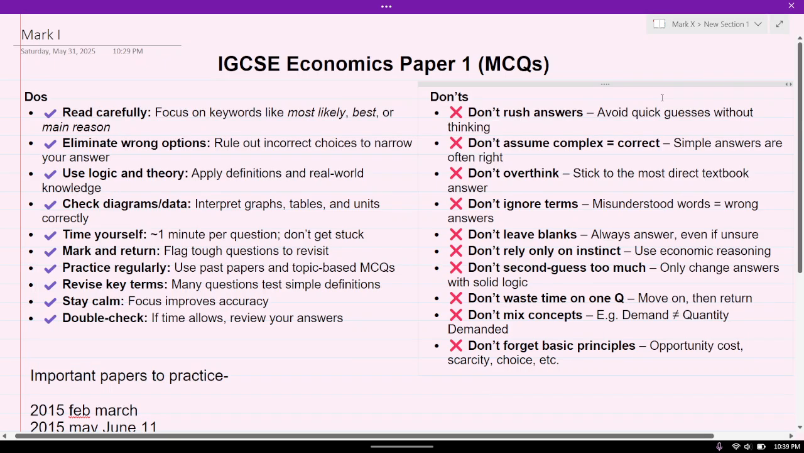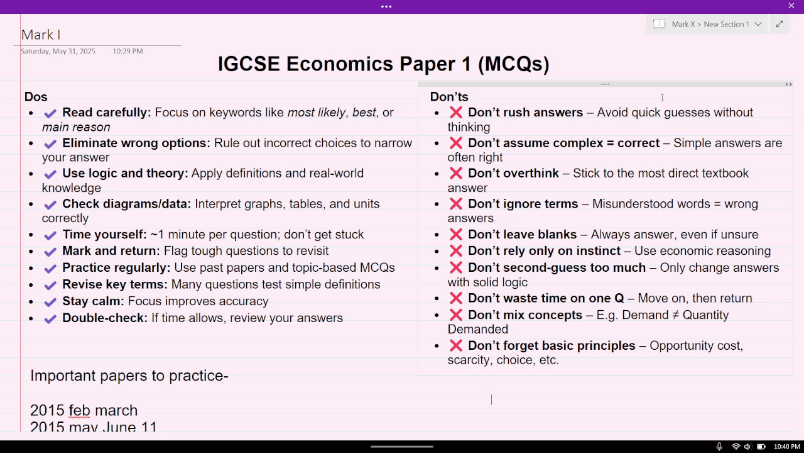Today we are going to be looking at IGCSE Economics Paper 1, which is MCQs, the do's and the don'ts. Now what I'm going to be telling you here is going to be very crucial because it would determine whether you get 25, 26 or the 30 out of 30, okay? So let's get started. Now the first thing you should do is focus on the keywords.